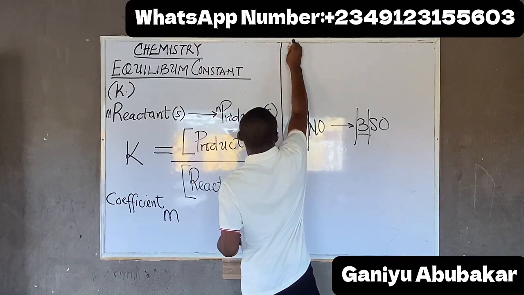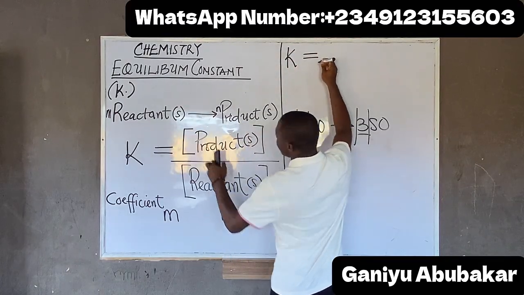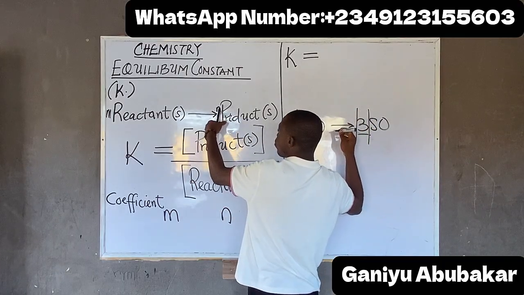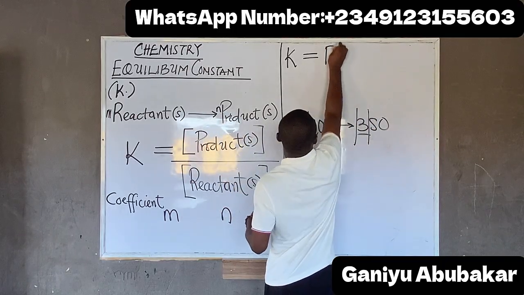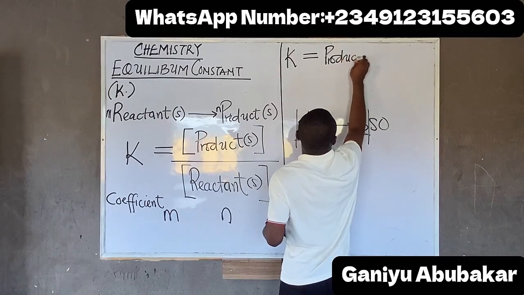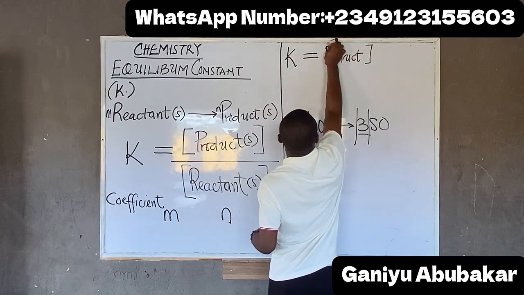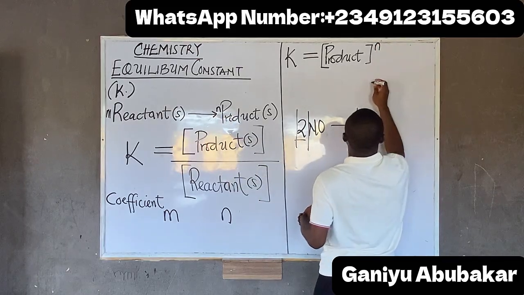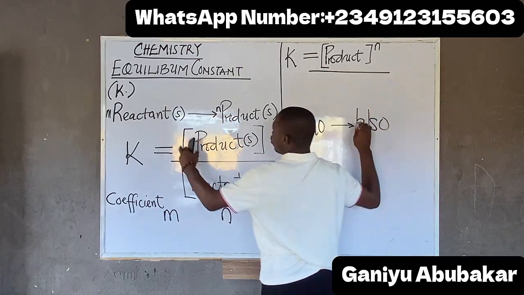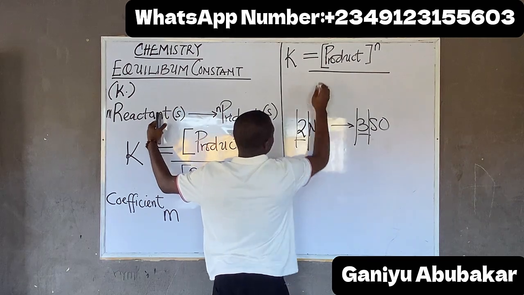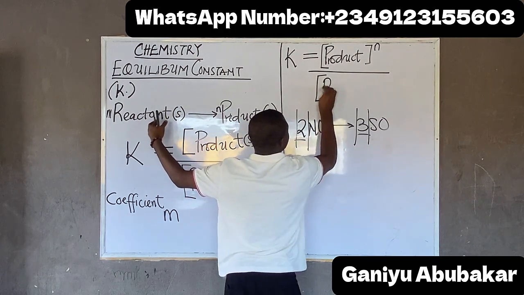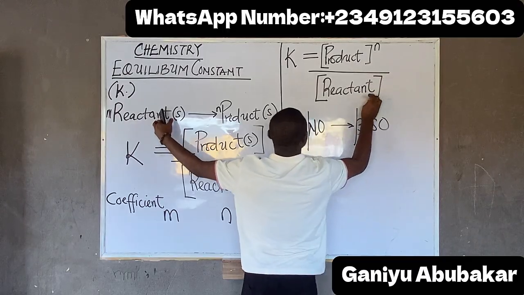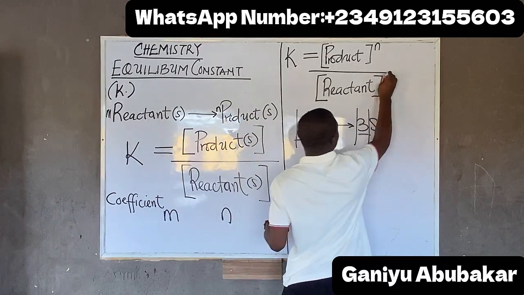K will be equal to the concentration of product, and my product is having n as coefficient. That gives you the concentration of product, and this coefficient that is here will now come up here as a power. It will be all over the concentration of reactant, and then that coefficient m will come up here.